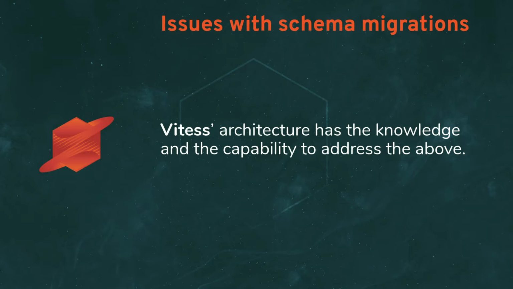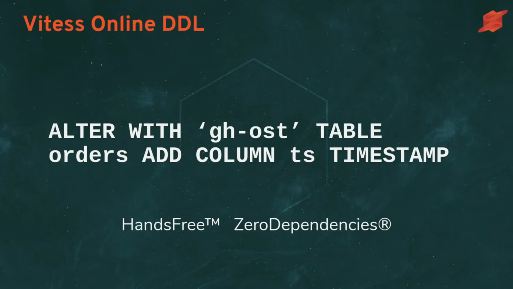And this is why Vitess is able to give you this query: alter with gh-ost table orders add column ts timestamp. And that's what you will now run on Vitess. The syntax itself is still subject to change as this feature is experimental, but this is how it's going to look in general. And this is a hands-free, zero dependencies thing.